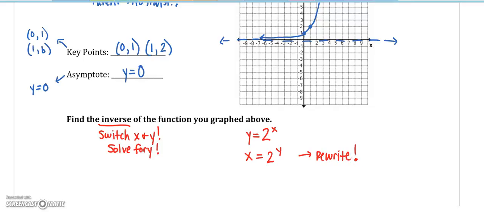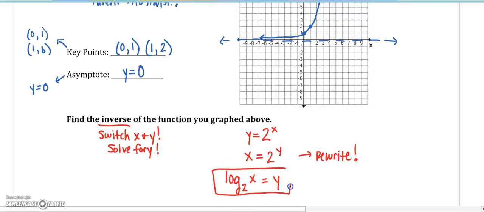So to rewrite this, I'm going to use the log. My base is the base of my exponential, so that would be base 2. Remember, a logarithm equals the exponent, so that would equal y. And then the given number, x in this case, will go right inside our log. So it's log base 2 of x equals y.